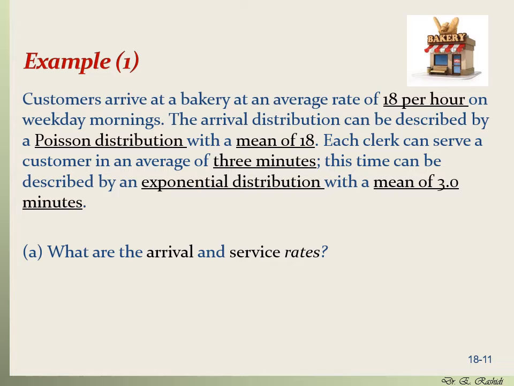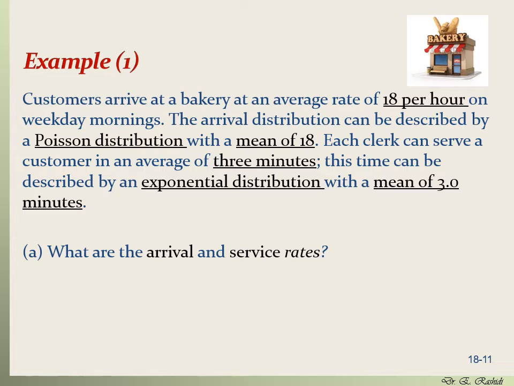The first part of the problem, part A, asks what the arrival and service rates are here, lambda and mu. So please pause here, try to solve this, find lambda and mu, and then come back to see the solution. All right, let's see the solution now.